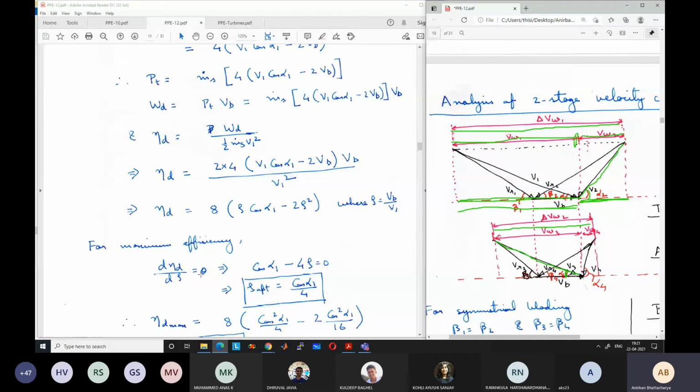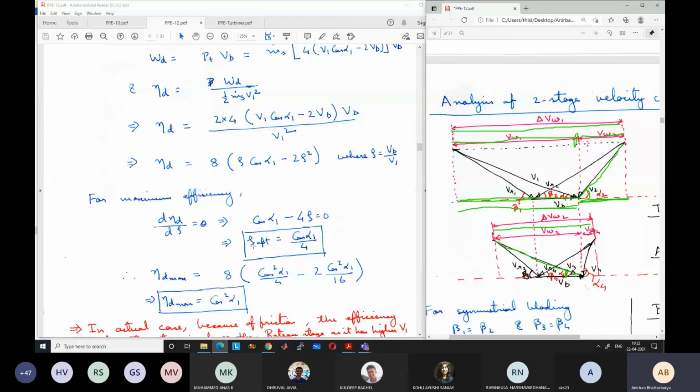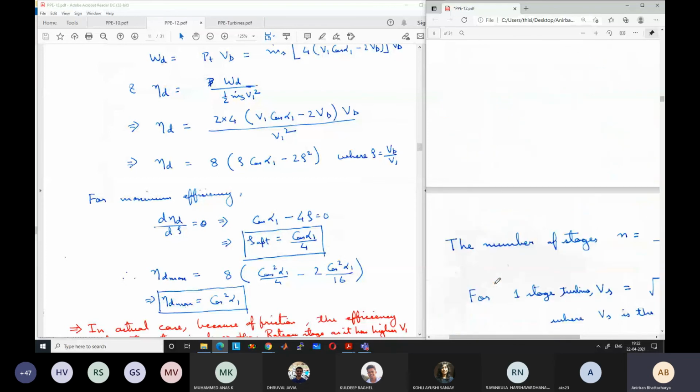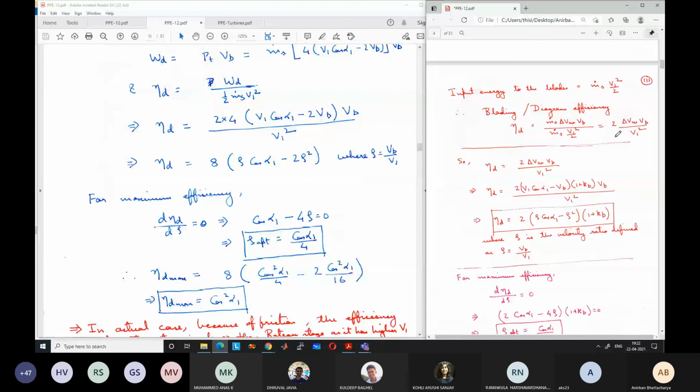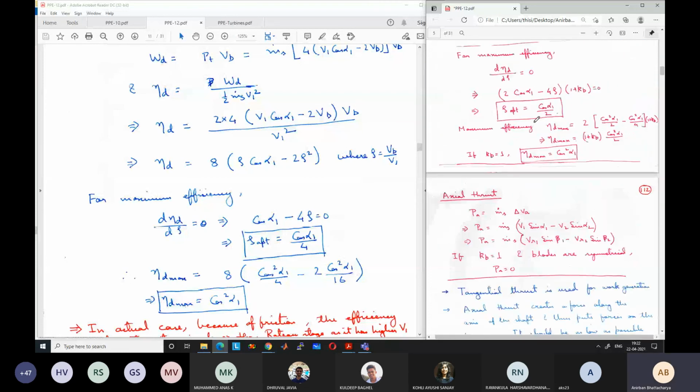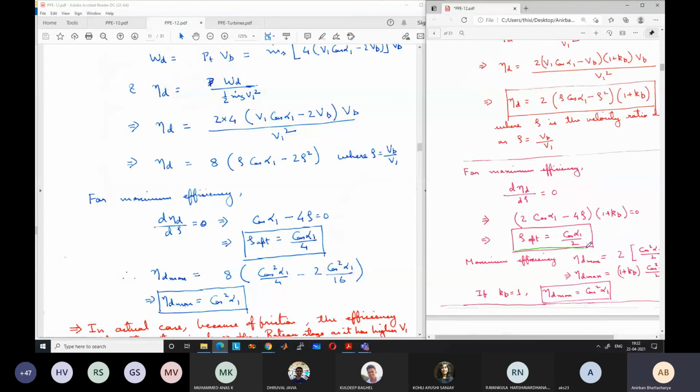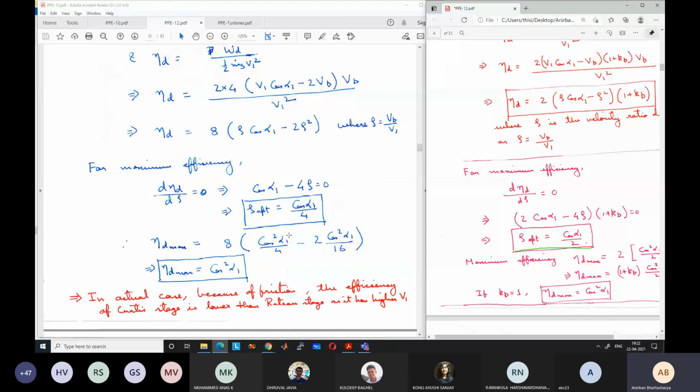Just take a look at these values. So optimum rho is cos alpha 1 by 4. What was the previous optimum rho value that we had obtained? Anybody remember? It was cos alpha 1 by 2. For a single stage, rho optimum was cos alpha 1 by 2. But now for the Curtis turbine, the rho optimum is cos alpha 1 by 4.